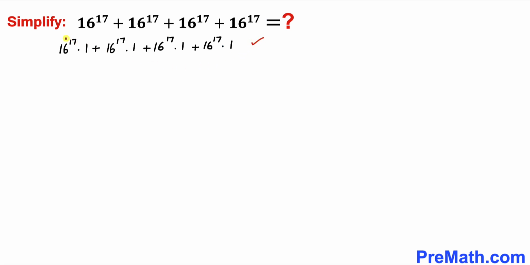And now we can see 16^17 is in common across the board. So let me factor out 16^17 outside, and inside the parentheses I'm going to write 1 + 1 + 1 and + 1 once again. Inside this parentheses 1 + 1 + 1 + 1 is going to give us 4. So therefore we can write 16^17 times 4.